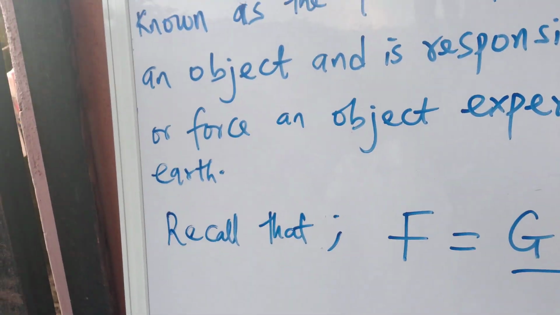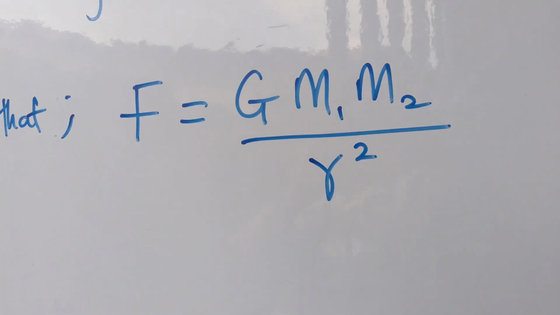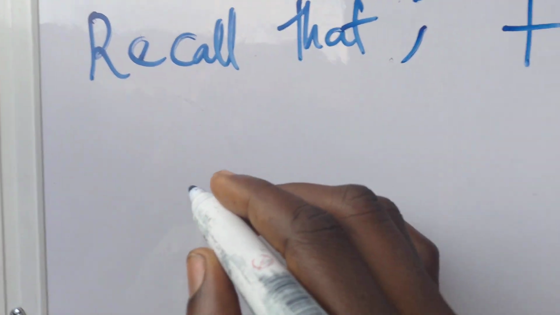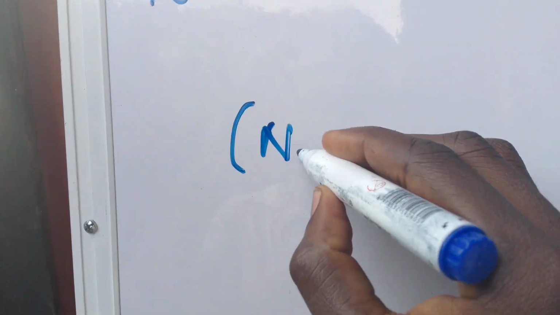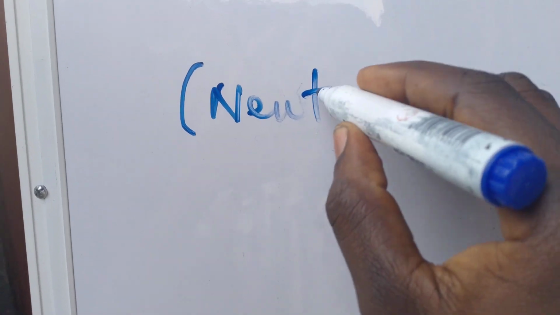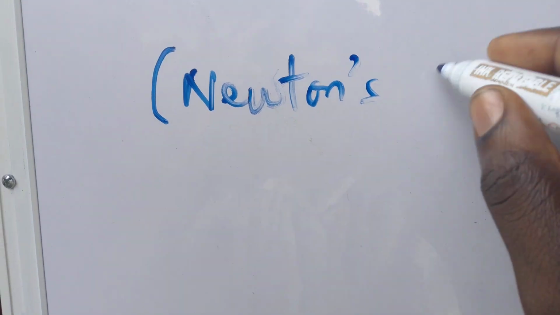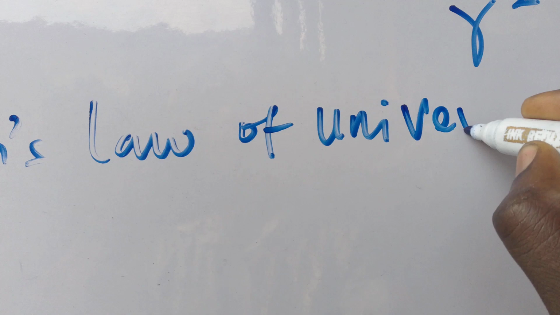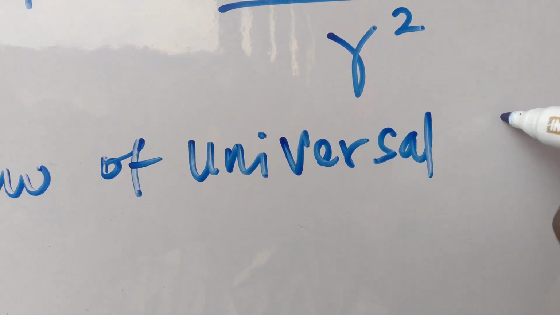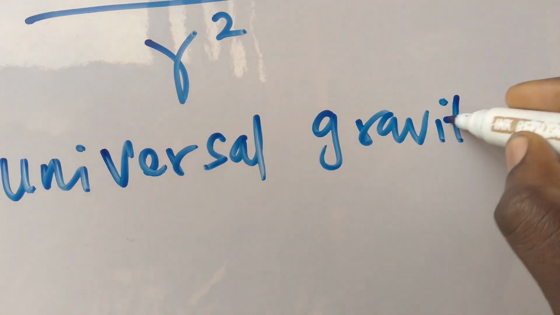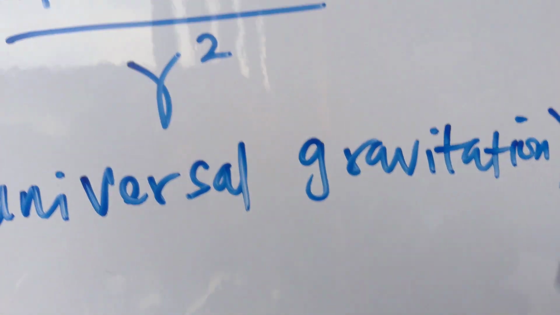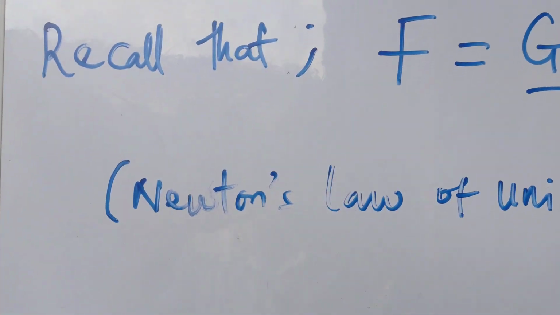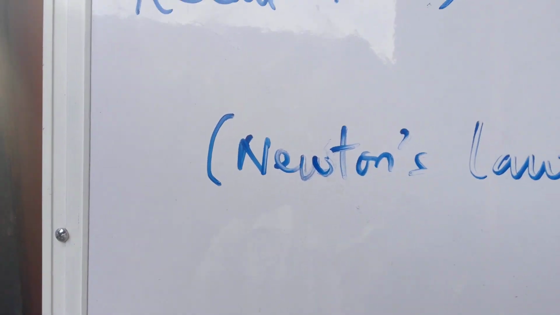Okay, so it says recall that F is equal to G m1 m2 over r squared. That is from Newton's law of universal gravitation.